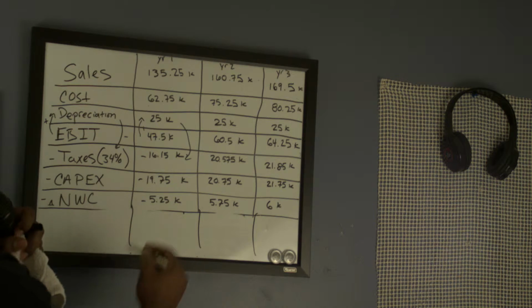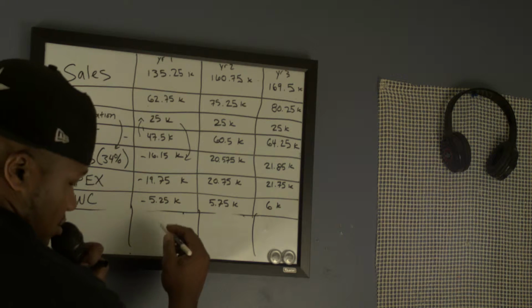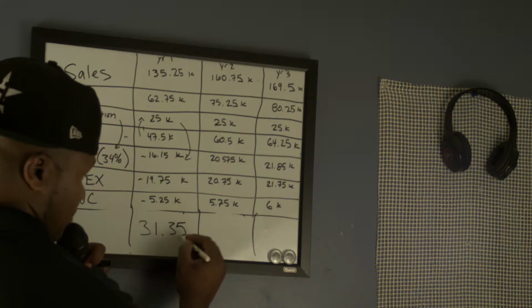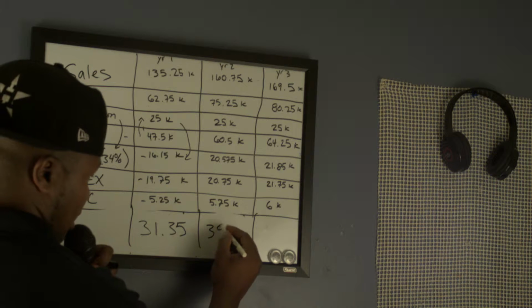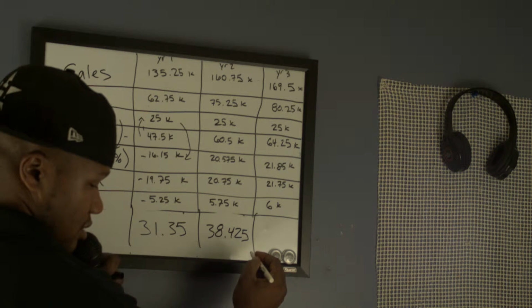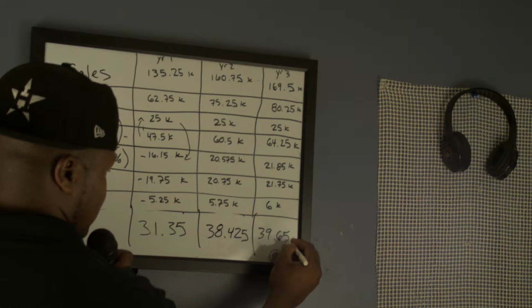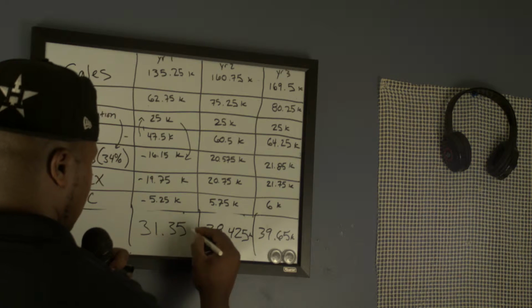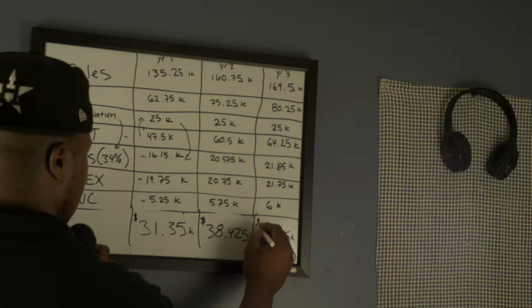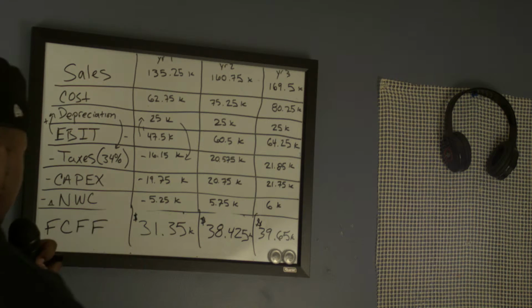Once you do all that, the totals that you get for year one will be 31.35. Year two will be 38.425. Year three will be 39.65. That's all cash. It's what we call our free cash flow to the firm.